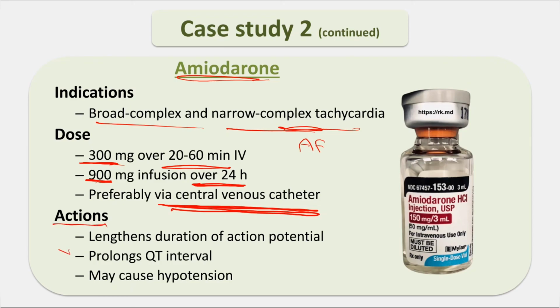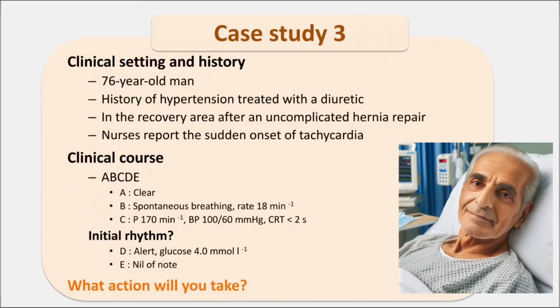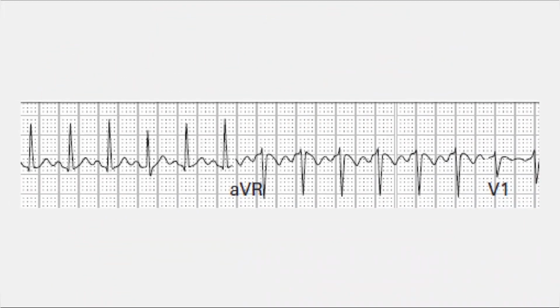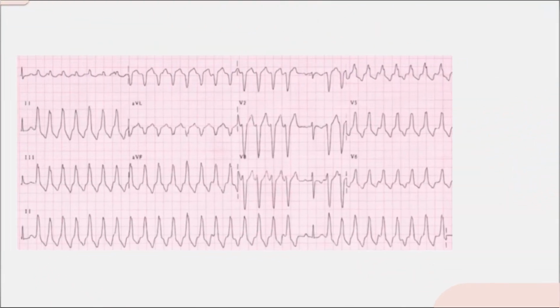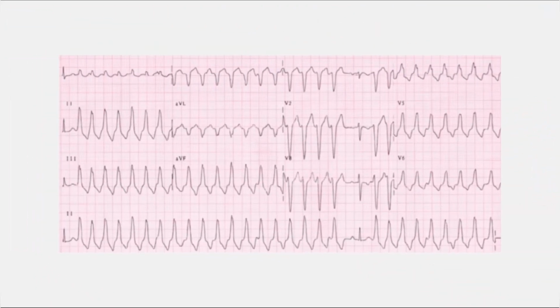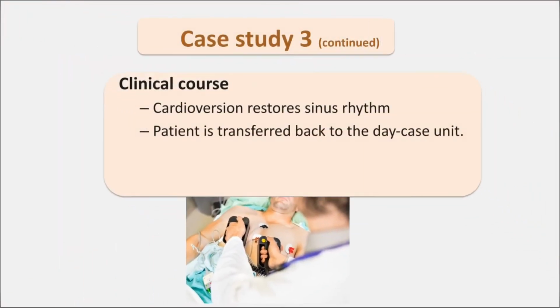Actions: it prolongs the QT interval, it lengthens the duration of the action potential. If it is given rapidly, it might cause hypotension, so be careful. If hypotension happens, you have to slow the rate of giving amiodarone. So this is again a case of VT.